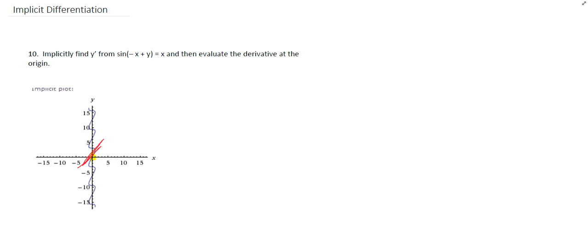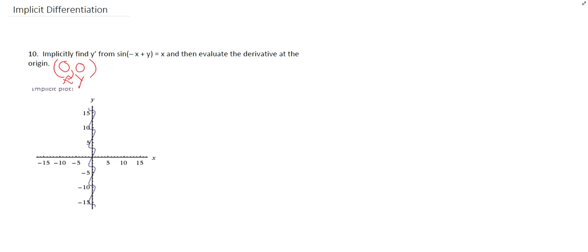So what we're going to do is find the derivative, and then plug in the x and y coordinate for the origin, 0, 0 of course, and we'll see if we can get some sort of a positive value right there. Okay, so let's go ahead and take the derivative.